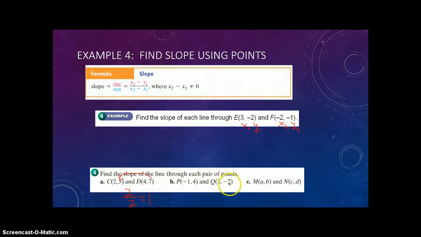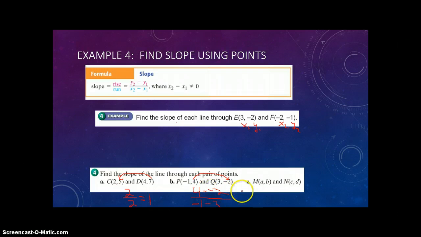Now I'm going to use just a different order this time. So I'm going to take P to Q. So I'm going to do 4 minus negative 2. I just want to show that this works. And 4 minus negative 2 over negative 1 minus 3. Again, I'm being consistent, so that's all that matters.